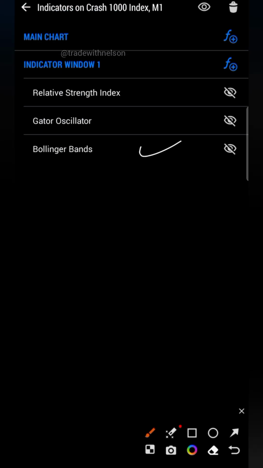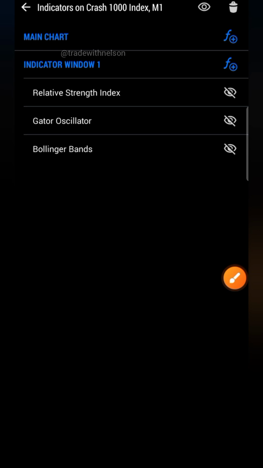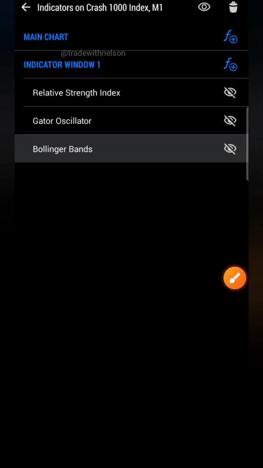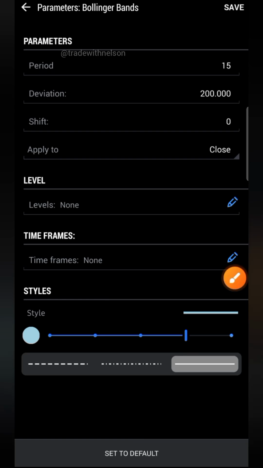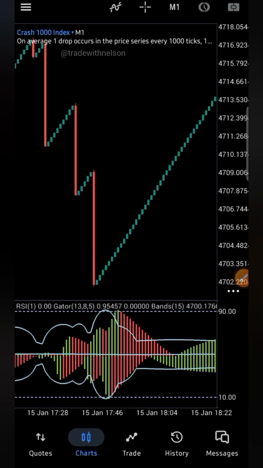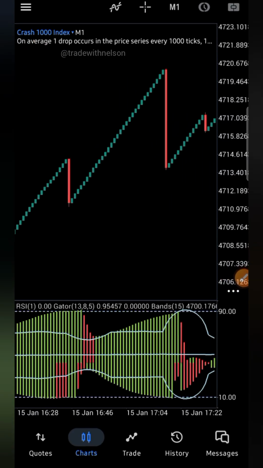The last indicator is the Bollinger Bands. To select that, click on the F icon on the indicators window 1 and search for your Bollinger Bands. Make the period to be 15, deviation to be 200, shift to be 0, apply to close. For the style, color of your choice, 4 pixel. After that, you click on save. So if you follow my settings correctly, your chart will look exactly as what you see over here.